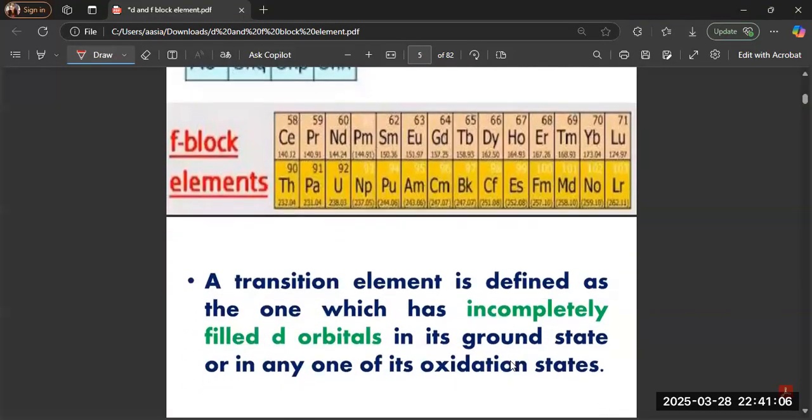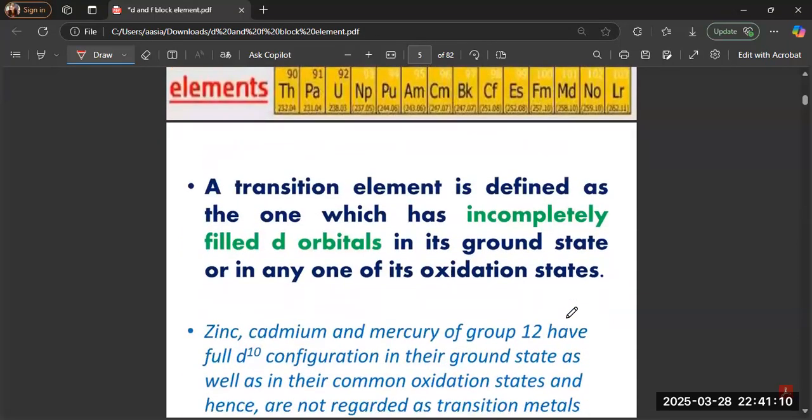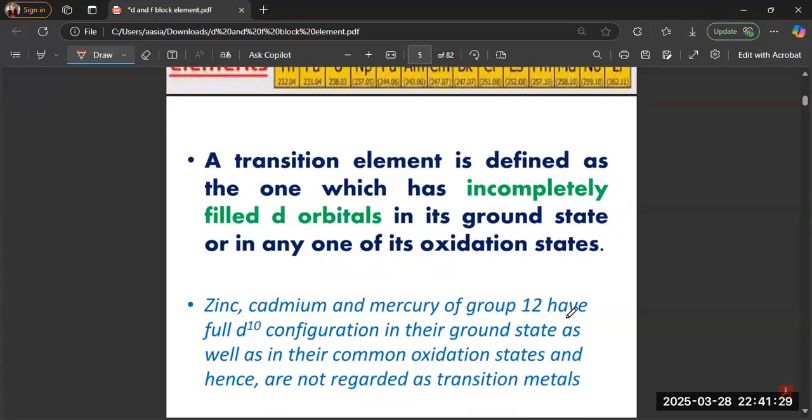Now see, a transition element is defined as the one which has incompletely filled d orbitals in its ground state. When we talk about the ground state configuration, a transition element is defined as the one which has incompletely filled d orbitals, or in any one of its oxidation states.